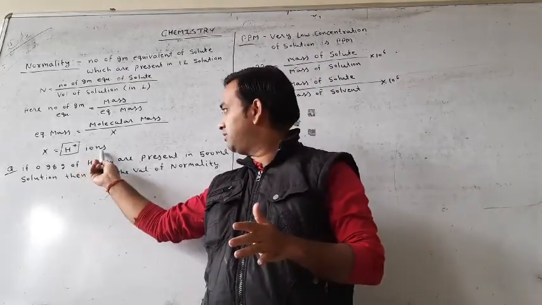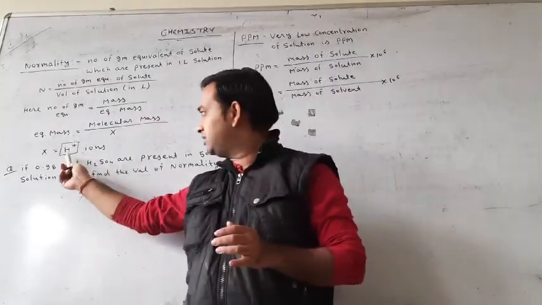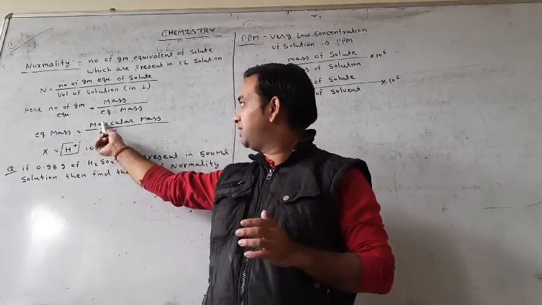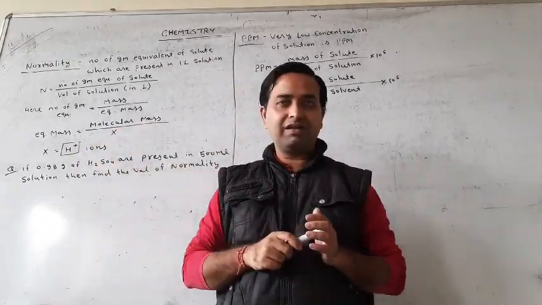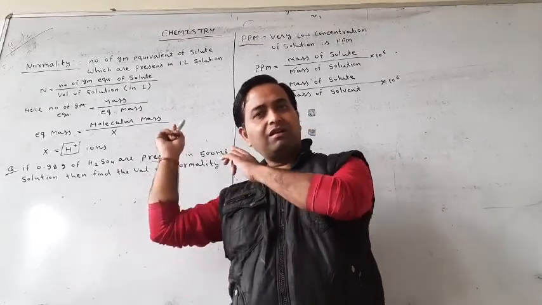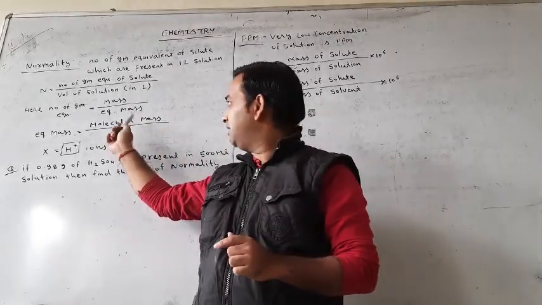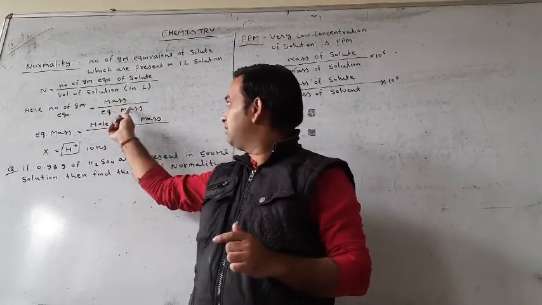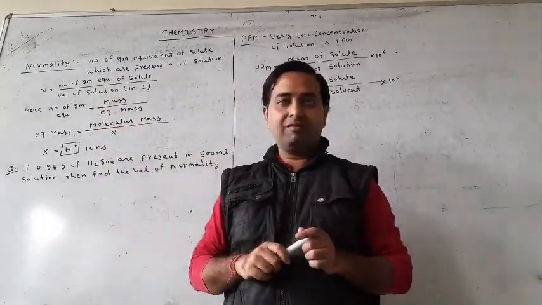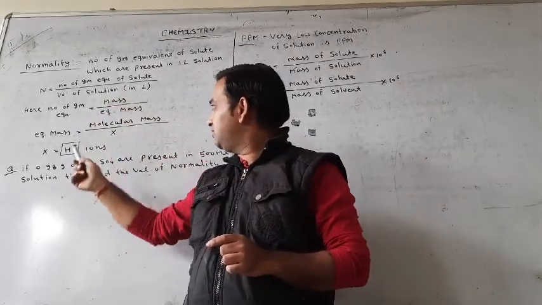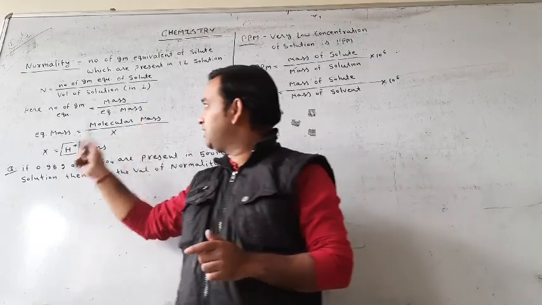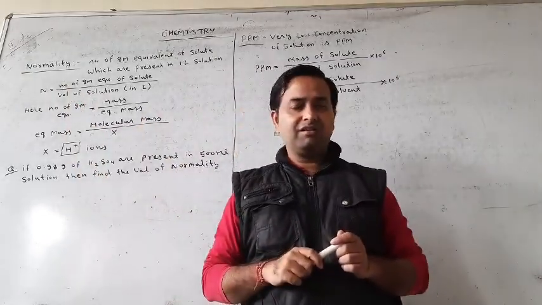So first we check the number of hydrogen ions, then put it there, then calculate the molecular mass as you calculate in molarity. Then put it here, divide the mass by that, and put these values in. Then divide by the volume of solution in liter. So you can easily calculate the normality.